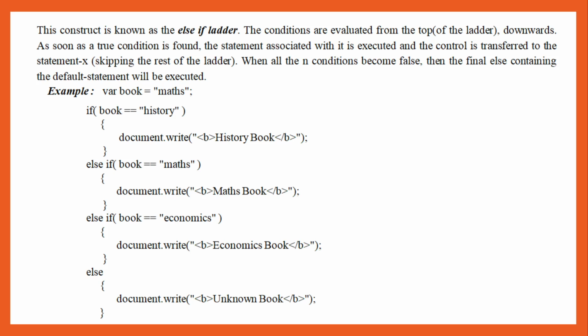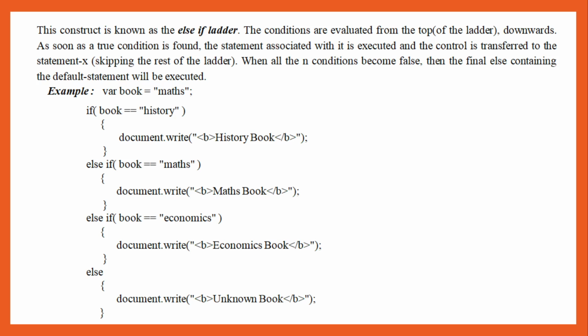Here in this example, I am taking book equals max. If book equals history, and if this condition fails, it goes for the next if condition, that means book equals max. If this condition also fails, then it goes for book equals economics, or else unknown book. This construction is known as the if-else ladder.